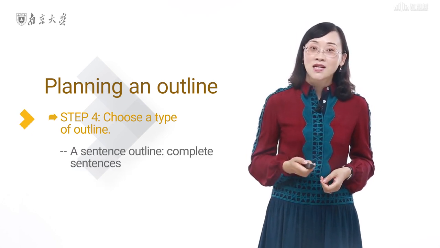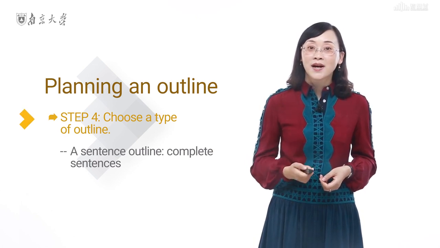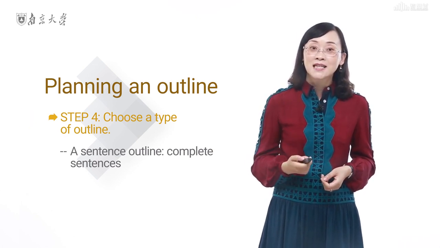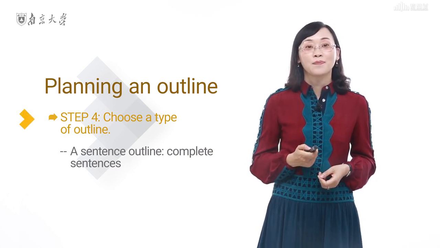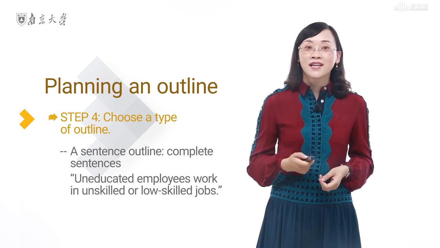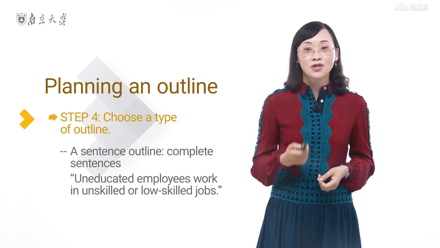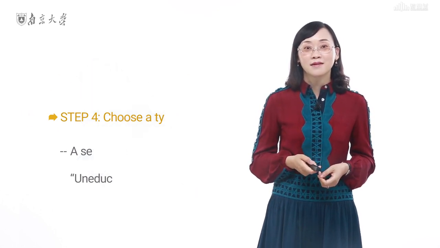A sentence outline uses complete sentences. Use this if your essay relies on many details that would take paragraphs or even pages to list. For instance, uneducated employees work in unskilled or low-skilled jobs. This can be a sentence in the outline. Now, you have done the planning and can start drafting the outline.